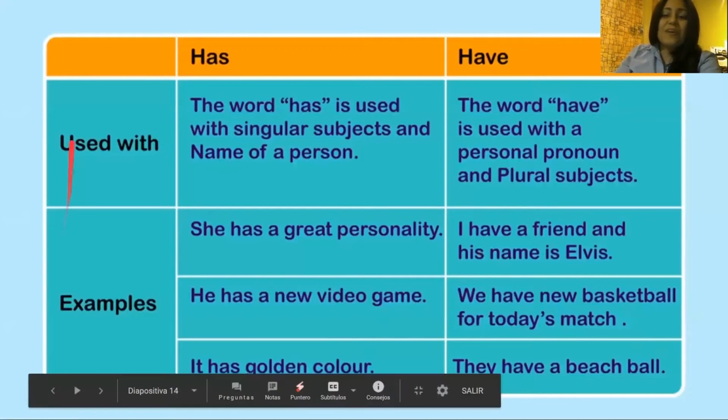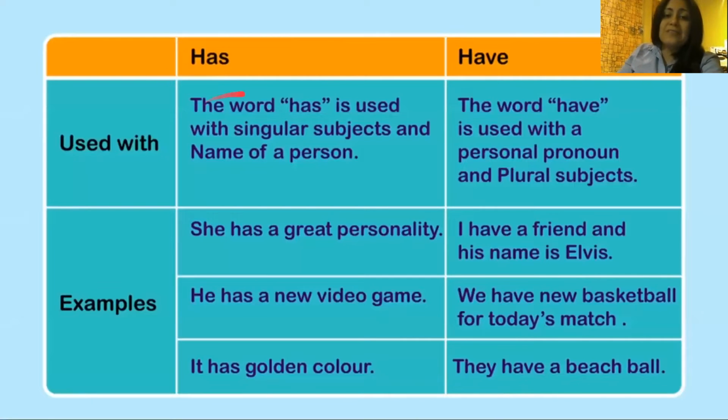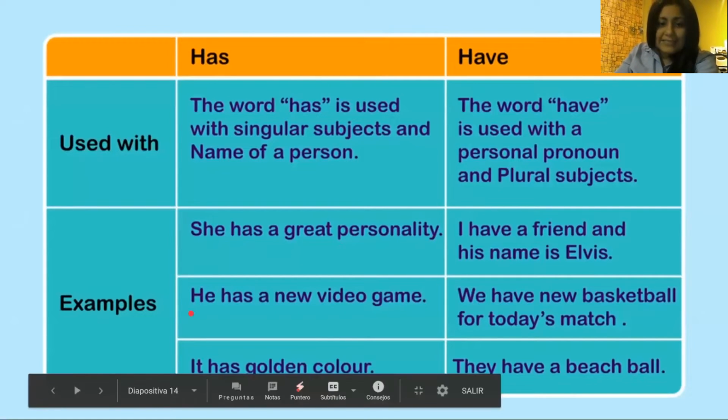Okay, so the word has is used with singular subjects and the name of a person. Examples: she has a great personality. He has a new video game. It has a golden color.